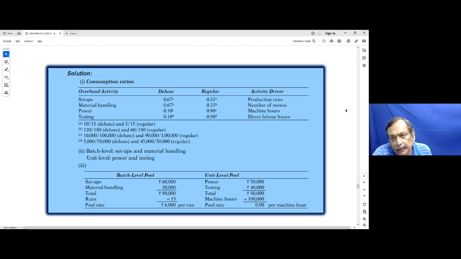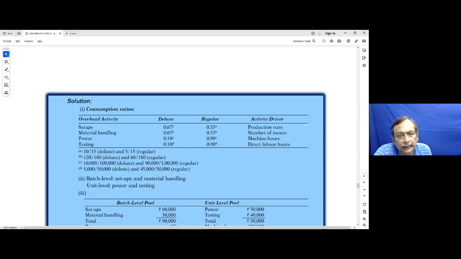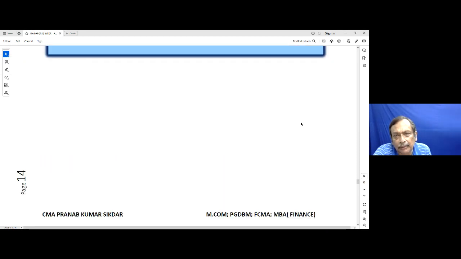But the activity driver will be, for setups, production runs, as it is given in the question. Material handling, number of moves. Power, obviously machine hours. Testing, definitely direct labor hours. So these are the activity drivers. And how do you calculate? 10 divided by 15 for deluxe. Just have a look.